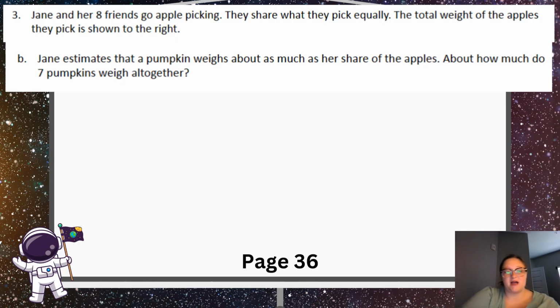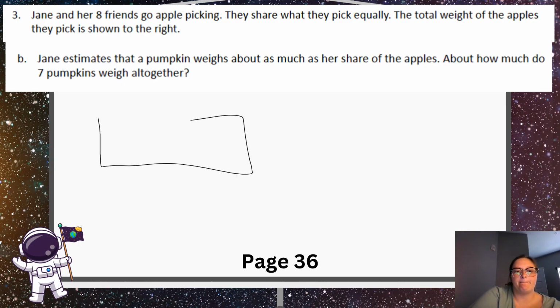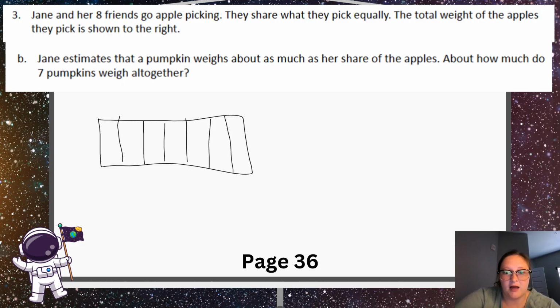Again, I'm going to draw a strip diagram. I know that 1 of her share of apples weighs 3 pounds. So she thinks that 1 pumpkin weighs about 3 pounds, then 1 group is going to weigh 3 pounds, and we are going to have 7 groups because we want to know how much 7 pumpkins weigh altogether. So I'm going to split my strip diagram into 7 groups, and I'm going to put 3 in each group.